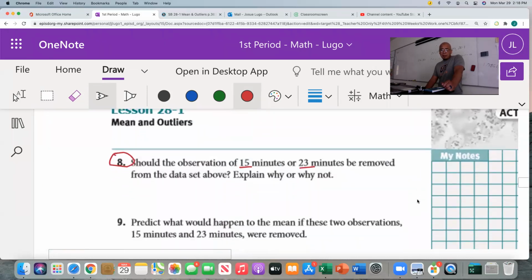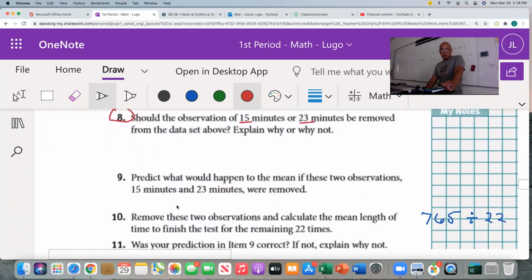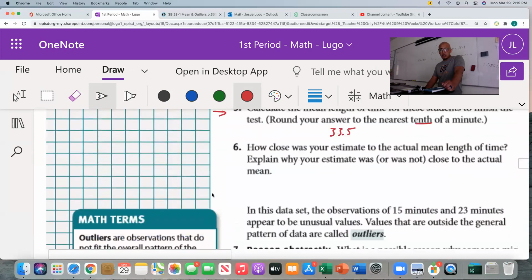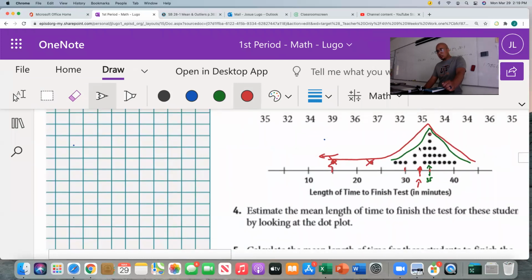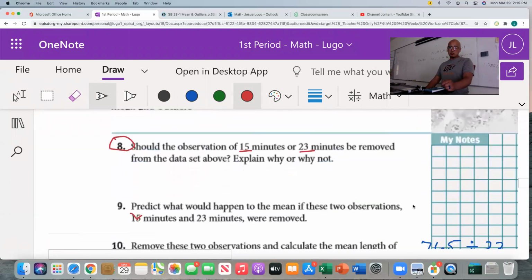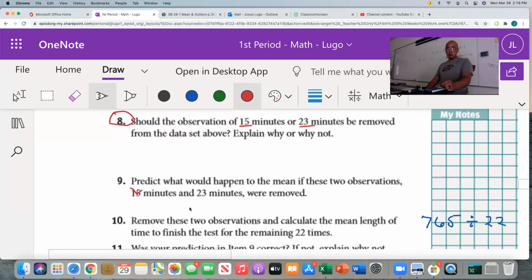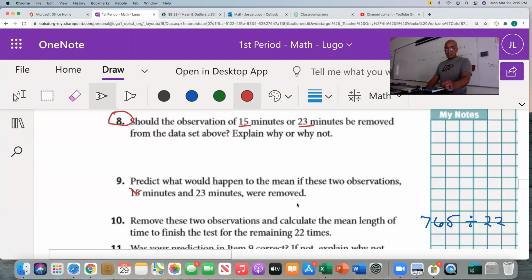Now, what would happen if we actually took these off? Let's just pretend that we took off the 23 and the 15. Well, if I took those off, clearly my distribution would be symmetrical. And so I would expect the average to be somewhere right in the middle, which seems to be about 35. That is going to be my prediction for number 9. The average would move to the right. That would actually be the answer to number 9.